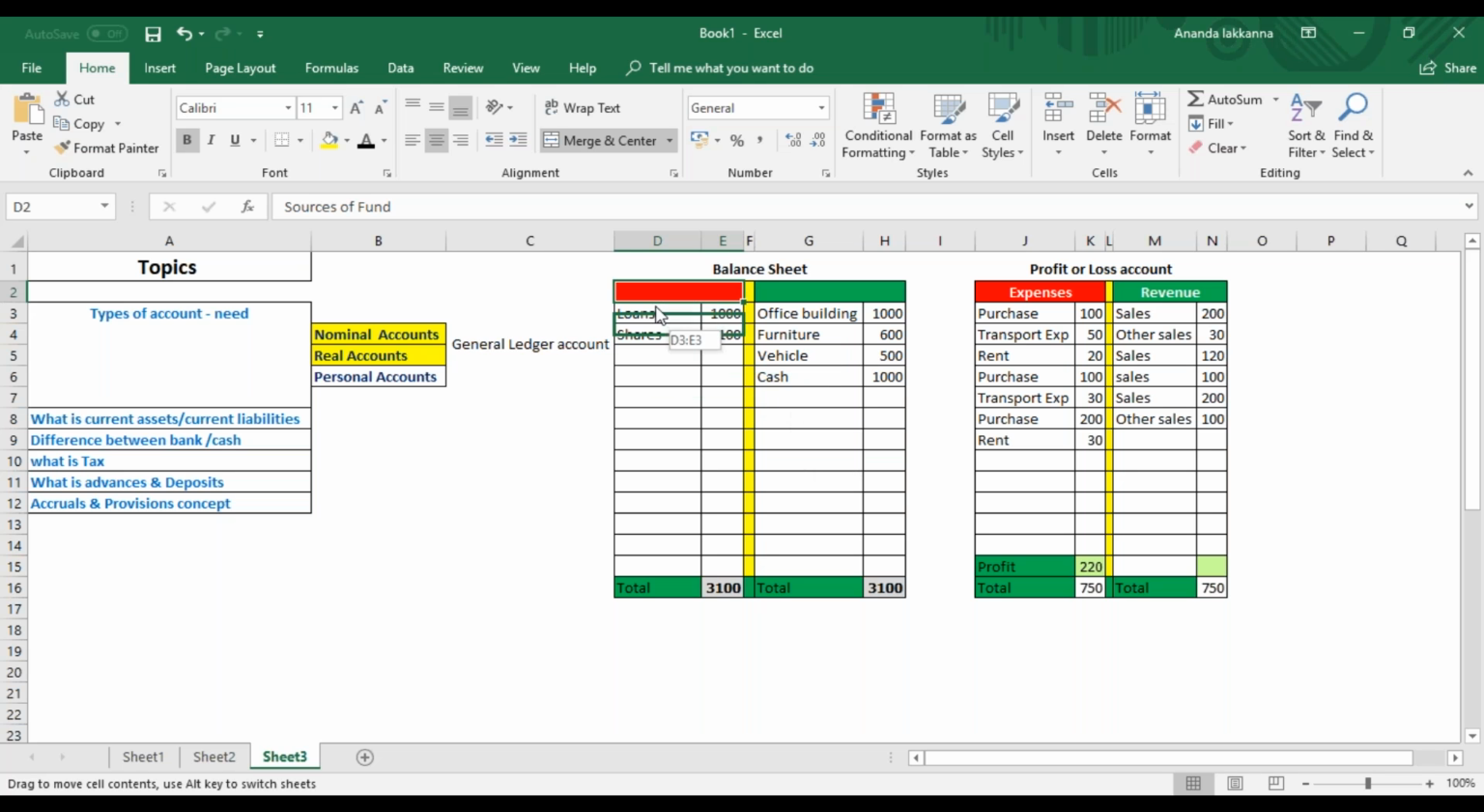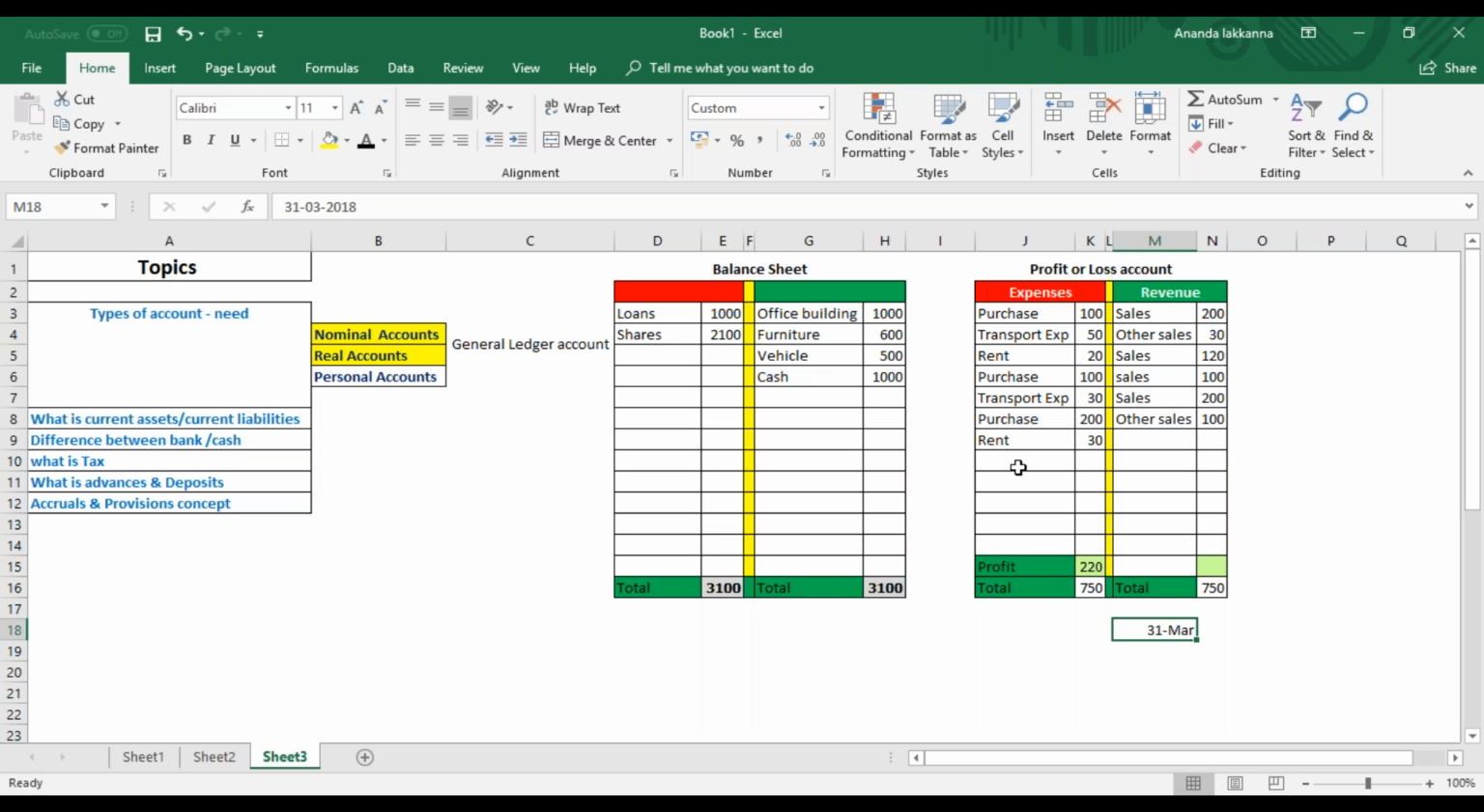I prepared this balance sheet on 31st of March. Sorry, I have prepared this on January 1st, and I did it for the whole year. This P&L account is on 31st March. Just imagine 31st March. When this P&L account is there, what will happen in the balance sheet? I'm giving the relationship between the P&L account and the balance sheet. Very simple.